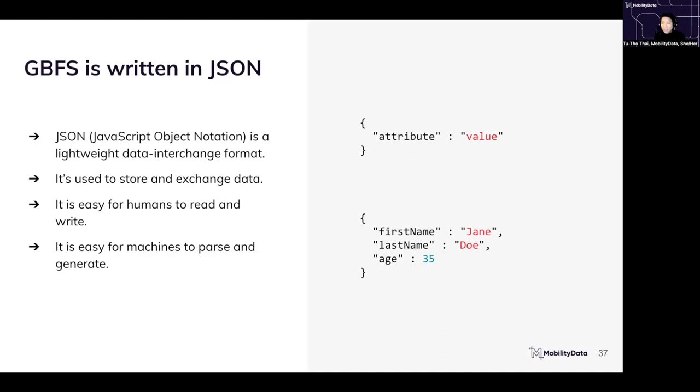GBFS, if we dive a little bit into the code, is written in JSON, which is JavaScript Object Notation. It's very lightweight. It's an easy way to exchange data between operators and systems. And it has been used a lot to store other types of information and to exchange them. As you can see on the right, it's very easy for humans to read, even if you're not a programming expert or a software developer. And obviously, it's a programming language. It's very easy for machines to actually parse and generate.